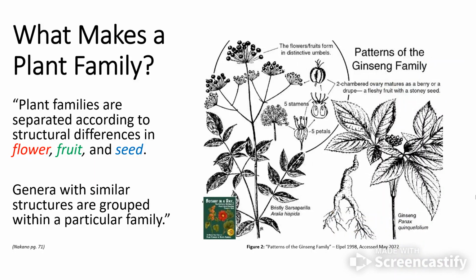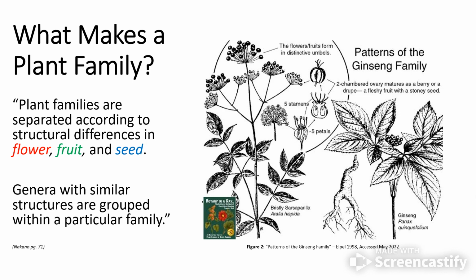What makes a plant family? The Red Seal landscape horticulturist explains that plant families are separated and named according to structural differences among their flowers, fruits, and seeds. Genera with similar structures are grouped within a particular family.